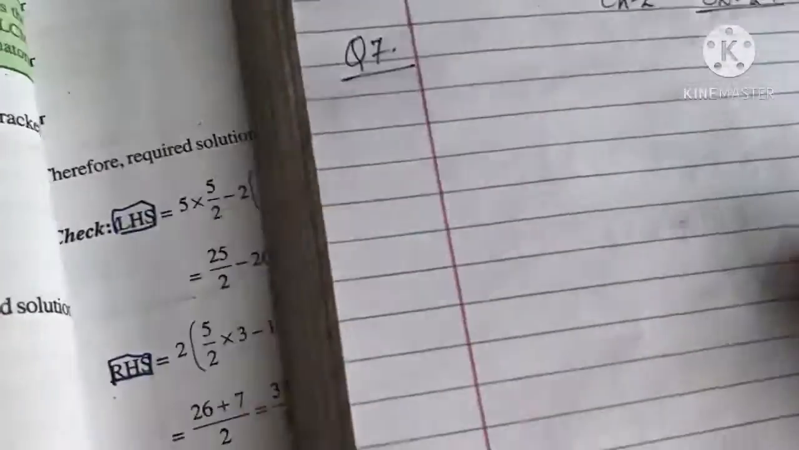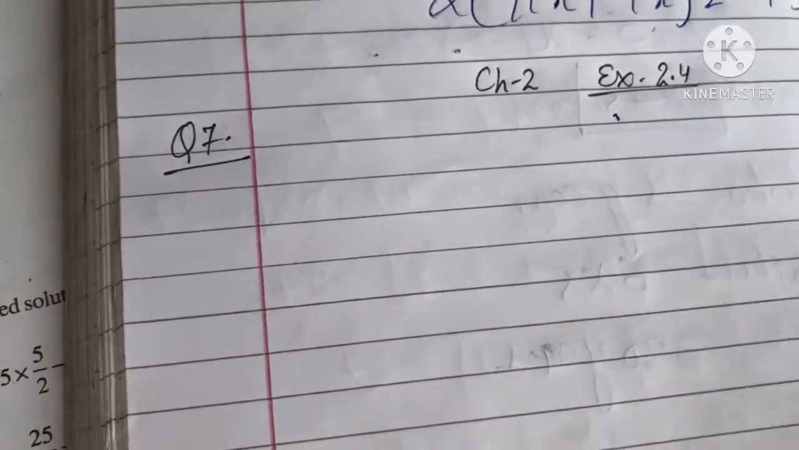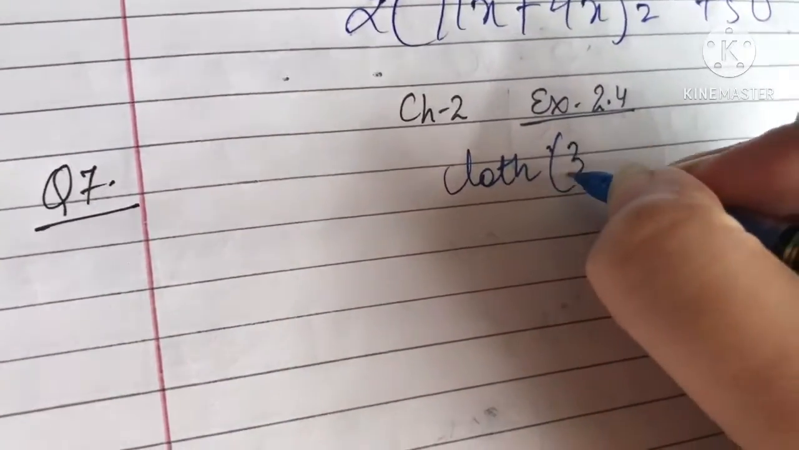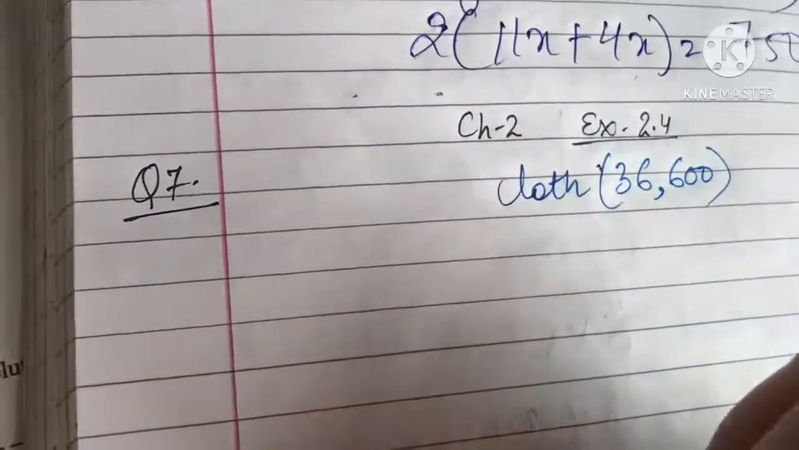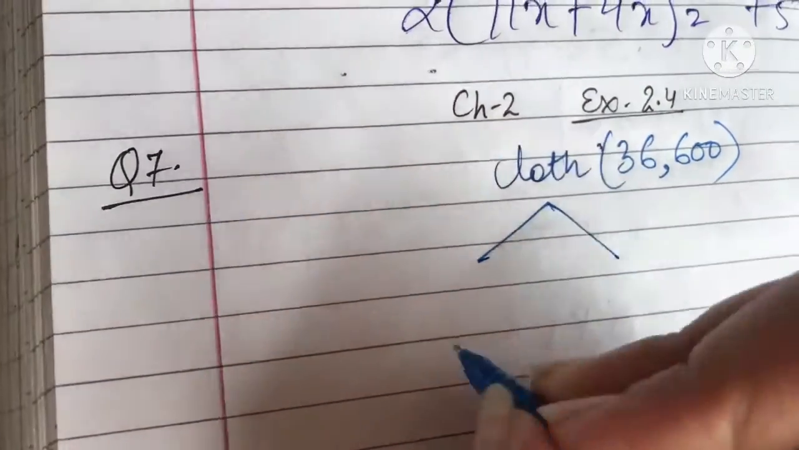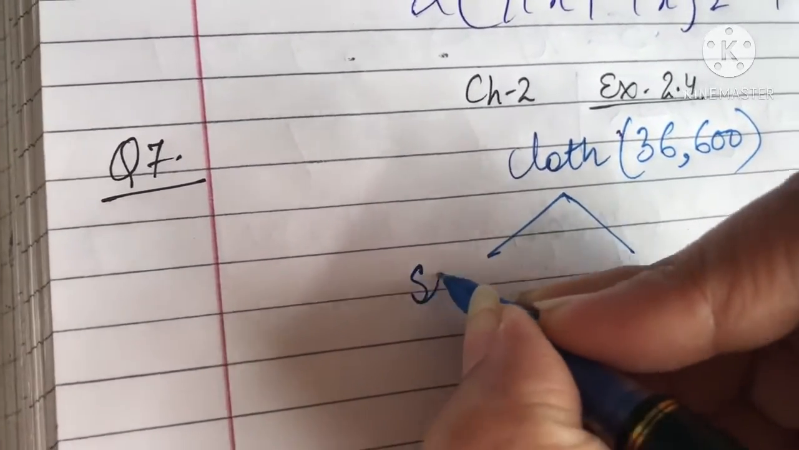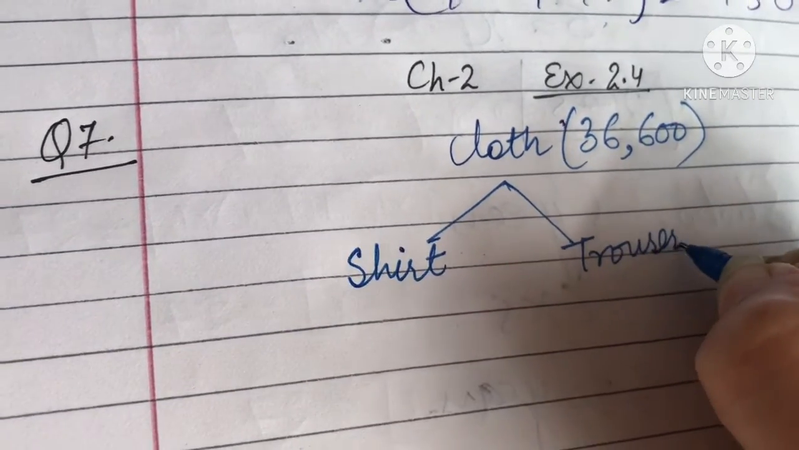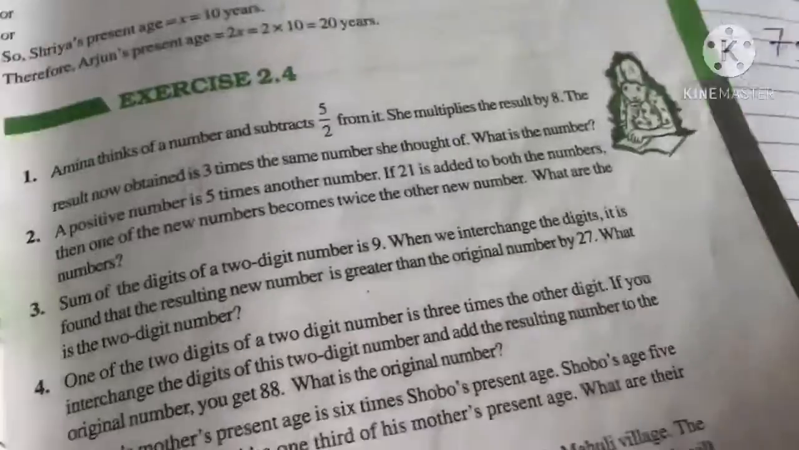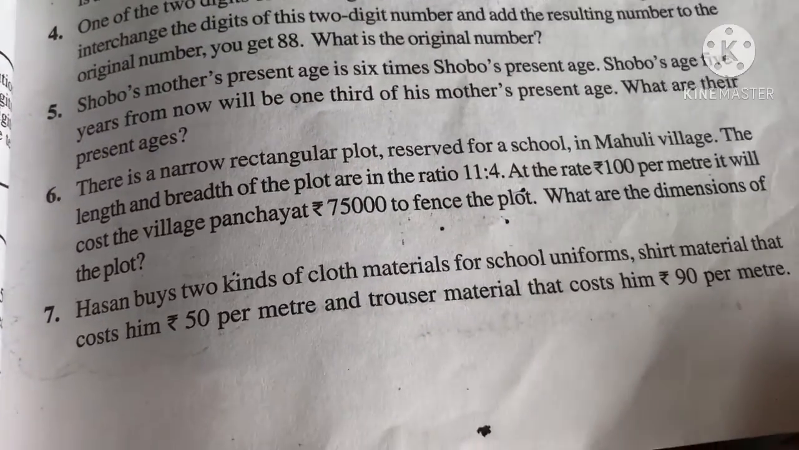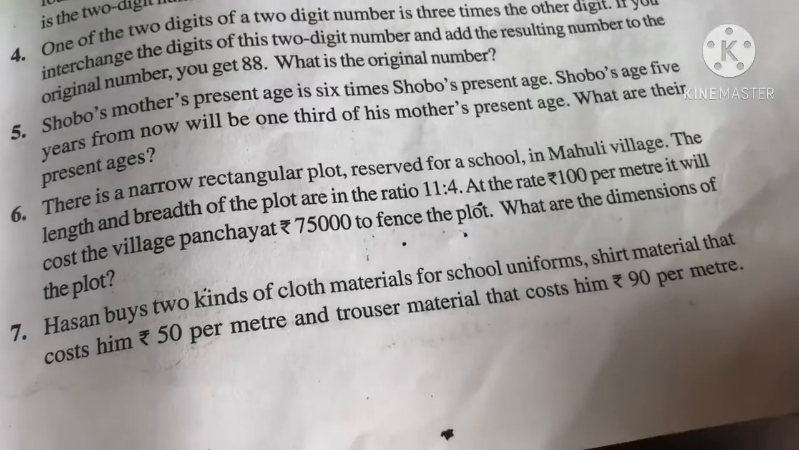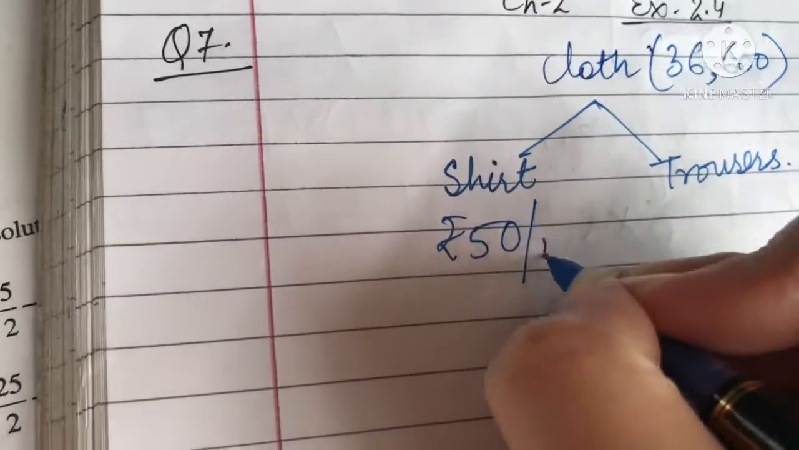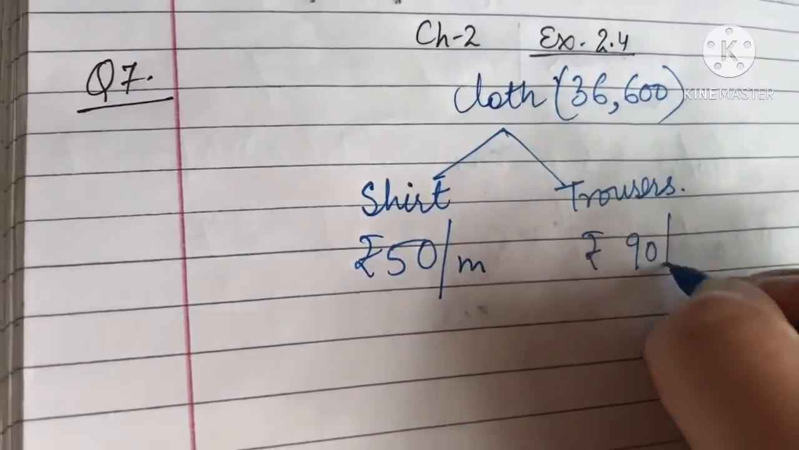So in this question, let's make a flow chart. First of all, he is buying cloth material. Total sale is 36,600 rupees. He bought two types of material, for shirt and for trouser. For shirt, it cost him rupees 50 per meter, and for trouser 90 per meter. Rupees 50 per meter and this is rupees 90 per meter.